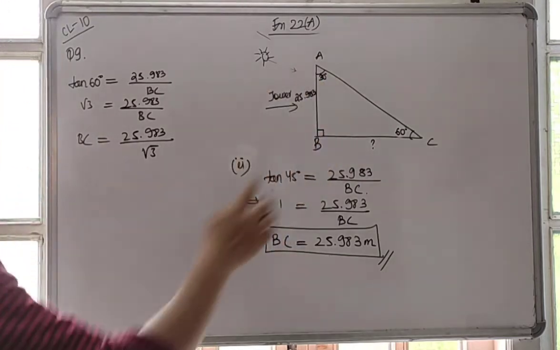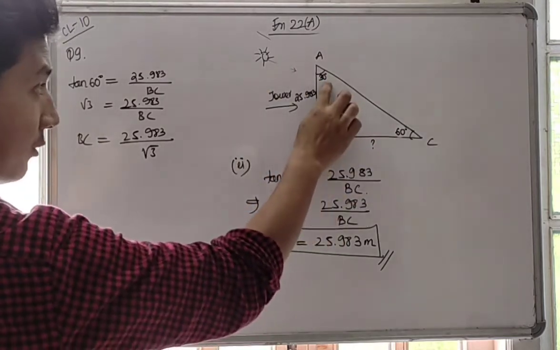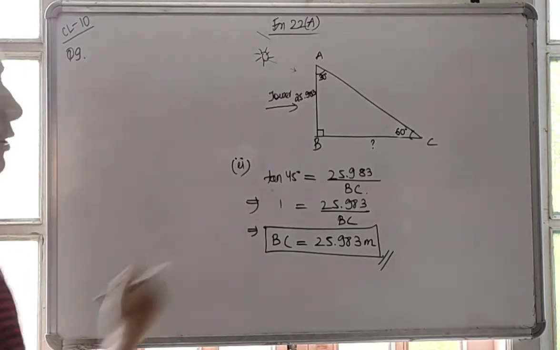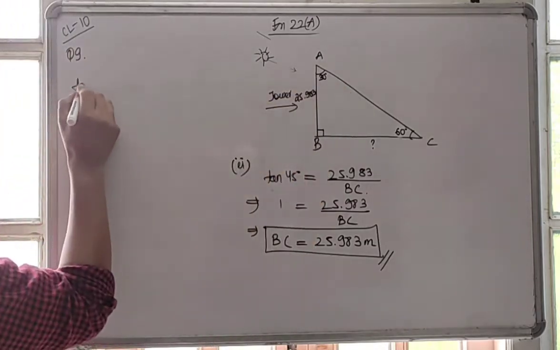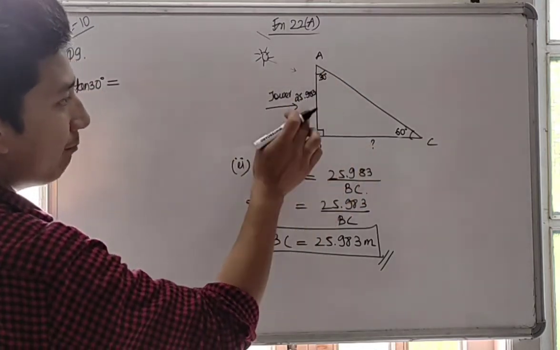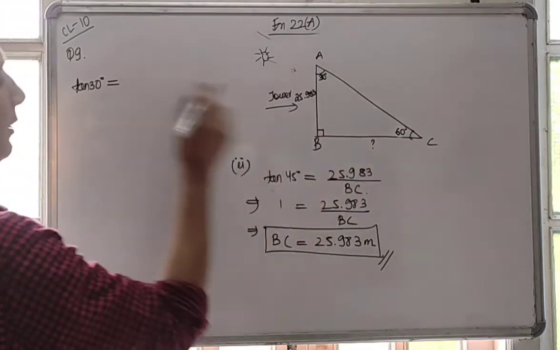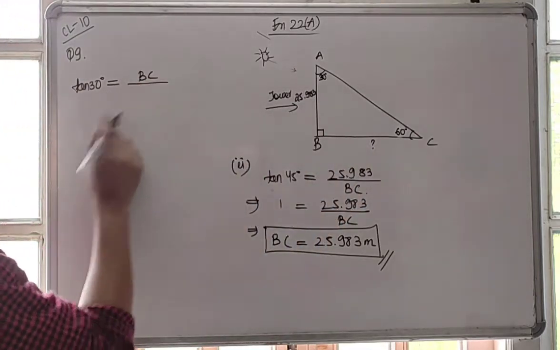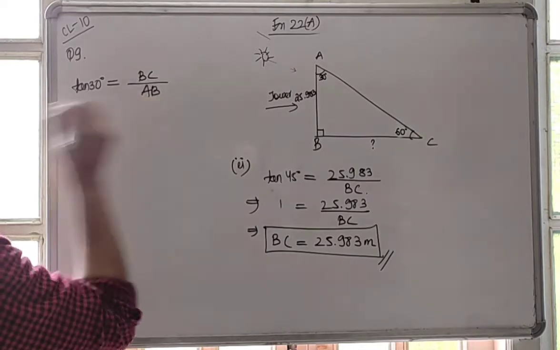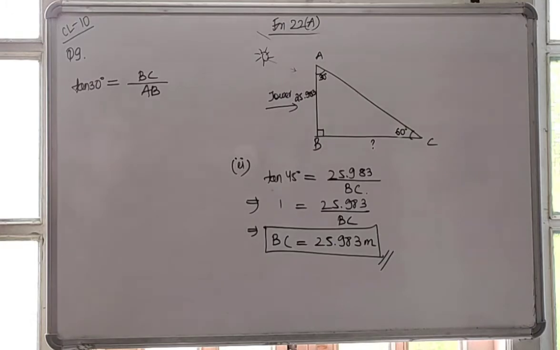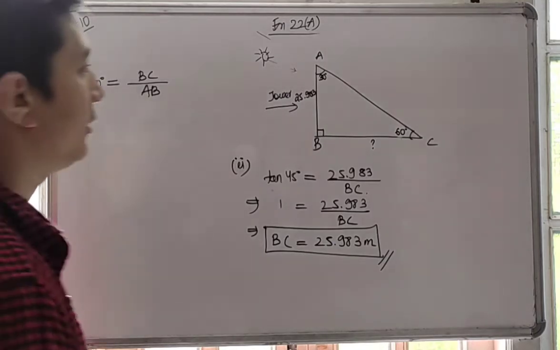Instead of doing this, what I can also do is find the other angle. This is 90, this is 60, so this becomes 30, right? So instead of tan 60, now I'm going to use tan 30. I can also do this, tan 30, TOA. So Opposite means BC and Adjacent means AB, right? But it's going to be the same thing again.